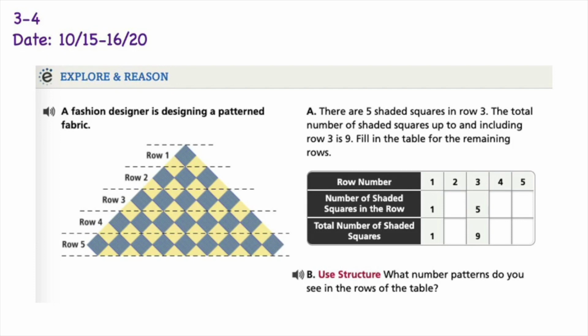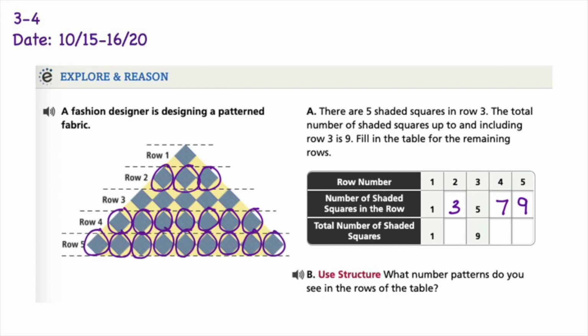So what they do is they're adding diagonally, and I'm going to show you how to do that. It's pretty simple once you know how to do it. So let's fill in the rest of the rows by counting them. So in row 2, there are 3 shaded squares. And then in row 4, there are 7. And in row 5, there's 9.